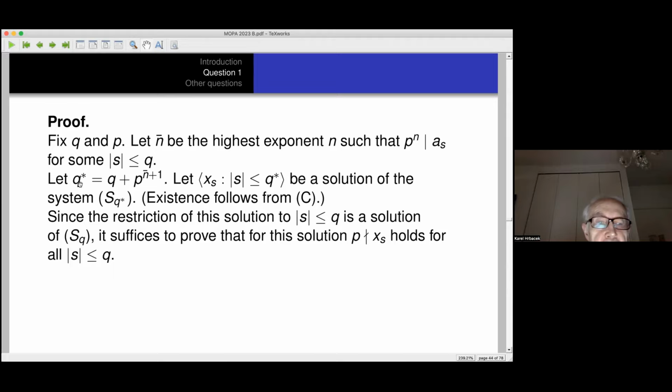Well, we take a slightly larger Q. Namely, we take the highest exponent N bar such that P to the N divides A sub S for any S less or equal Q, the highest exponent such that P to the N occurs as a factor in any of these A sub S that we are concerned with. We increase Q by P to the power N bar plus one, call that Q star, and consider the system of equations for S less or equal Q star. Let's take such a solution. Of course, that's also a solution for the system where S only goes up to Q. So all we have to do is show that for all S less or equal Q, this solution has the required property that P does not divide any X sub S.